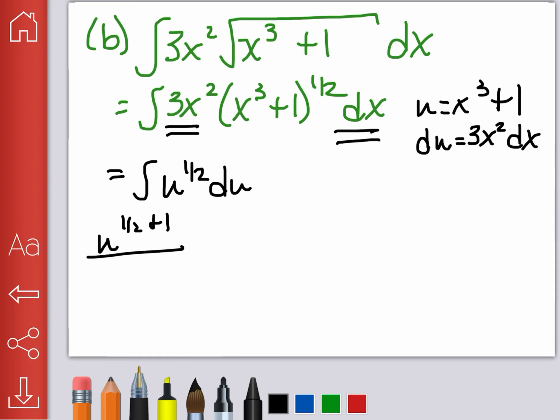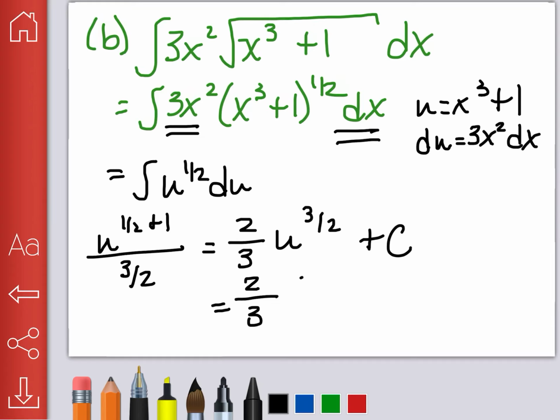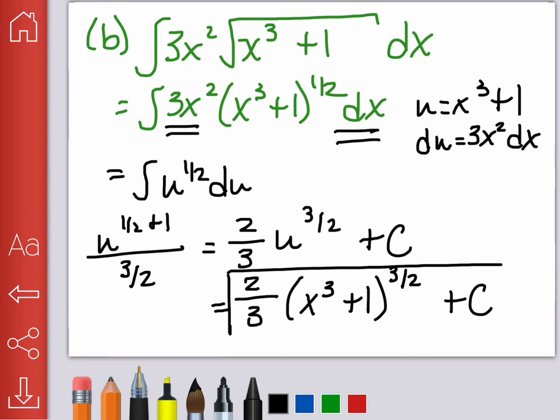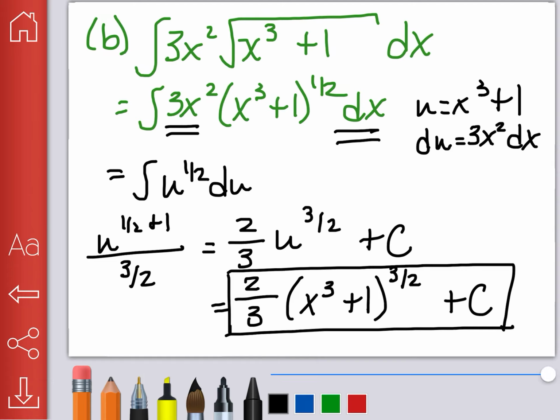So u to the 1/2 plus 1 divided by 3/2. That would be 2/3 u to the 3/2 plus c. Now, all we have to do is plug in x cubed plus 1 for u. So we have 2/3 times (x cubed plus 1) to the 3/2 plus c. So nothing too hard.